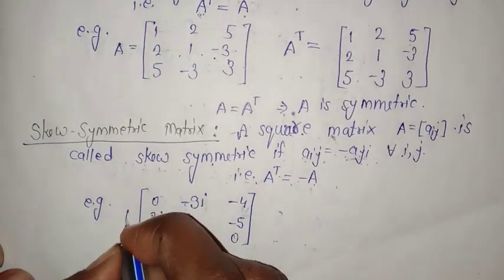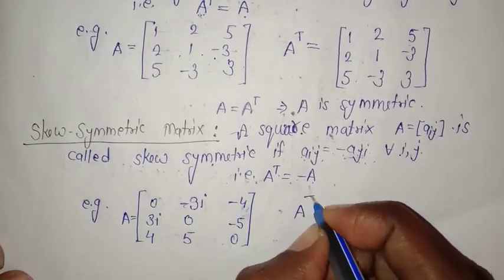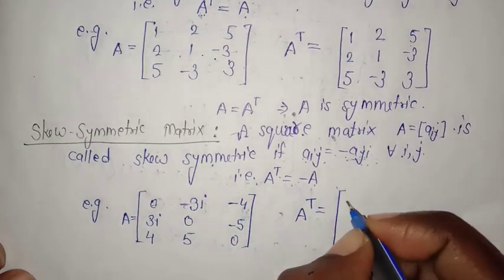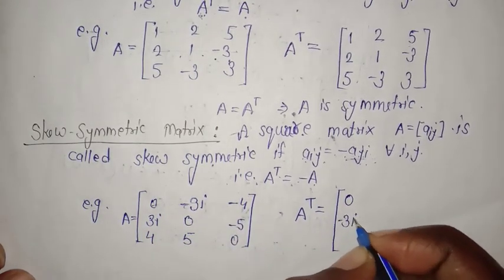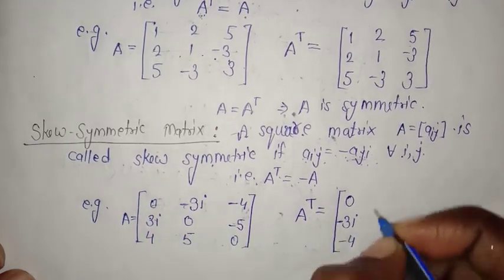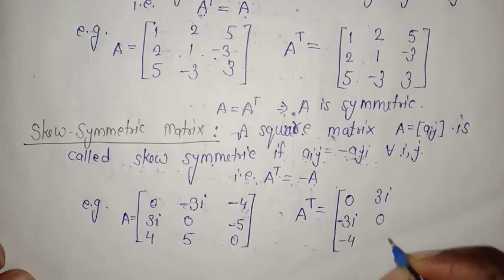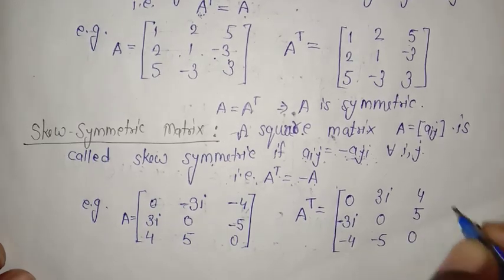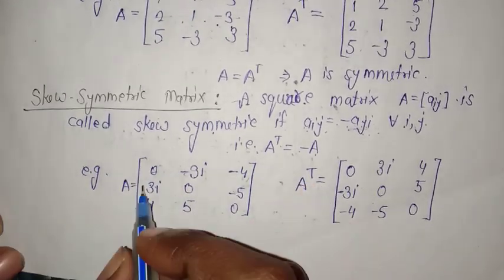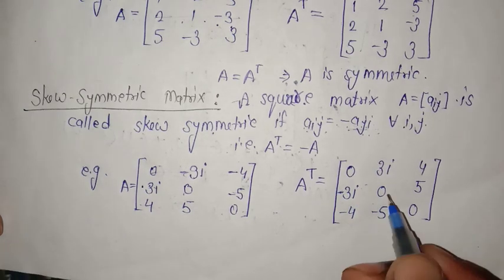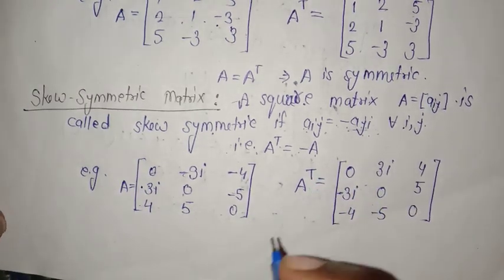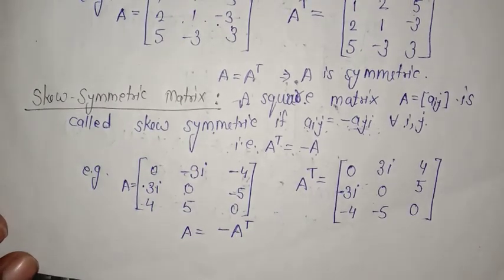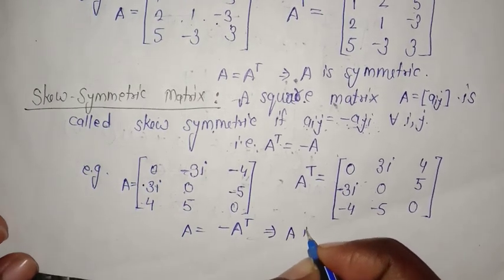In order to check whether it is skew symmetric or not, we will take A transpose. If we take A transpose, the rows become columns. The first row becomes the first column, so it becomes 0, -3i, -4. The second row becomes the second column, so 3i, 0, -5. And the third row becomes the third column, so this becomes 4, 5 and 0. Now if you see, both matrices are the same except for the sign, but if we take the negative sign common in A transpose, you can see that A equals -A transpose. So A is a skew symmetric matrix.